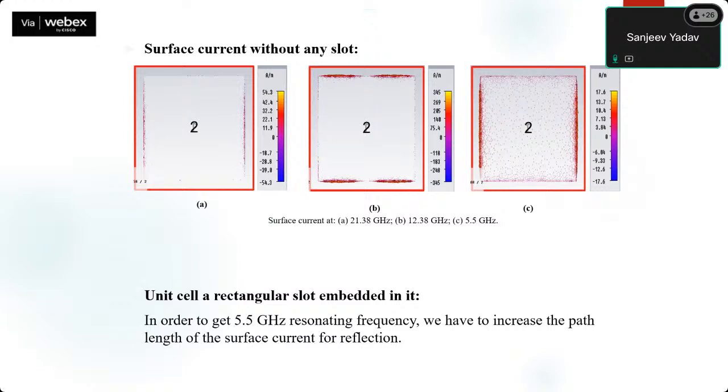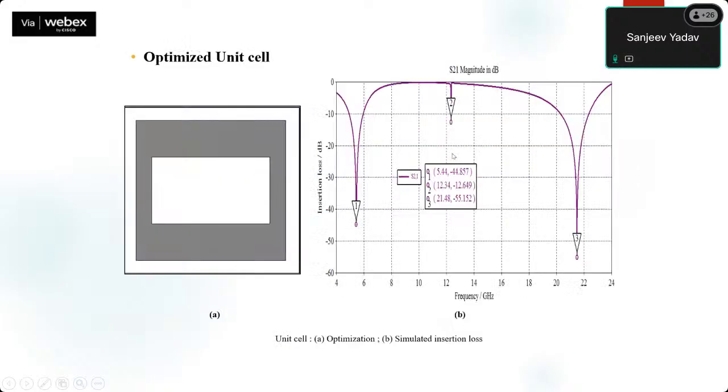Then we have gone through the surface current without any slot. Here you can see that at higher frequencies we are getting some red surface currents. So we want to resonate at 5.5 gigahertz. It is resonating at higher frequencies, and here at 5.5 gigahertz we are getting some surface current. So we optimized and we have cut a slot in between. Then we are getting this type of results again.